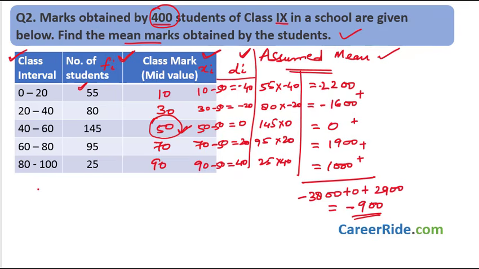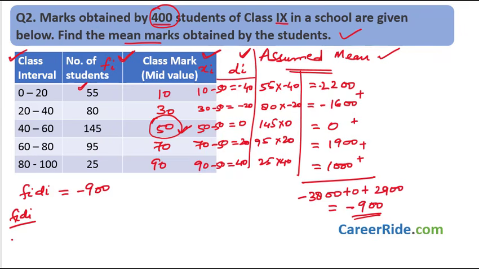So this is the value of sigma FIDI. These are the columns that I have multiplied: the second column and the fourth column that I generated. So FIDI is minus 900, right? How many students do I have? I have a total of 400 students. It is given to me.